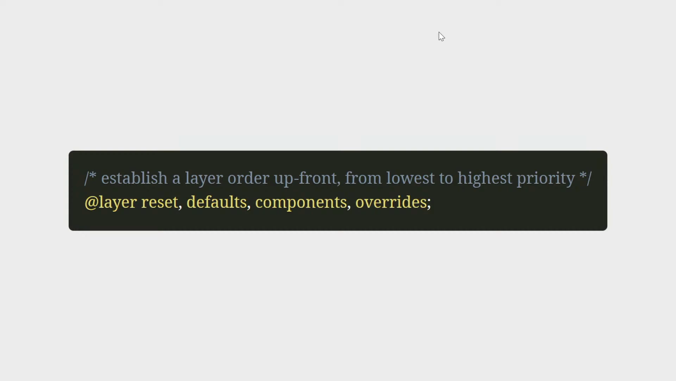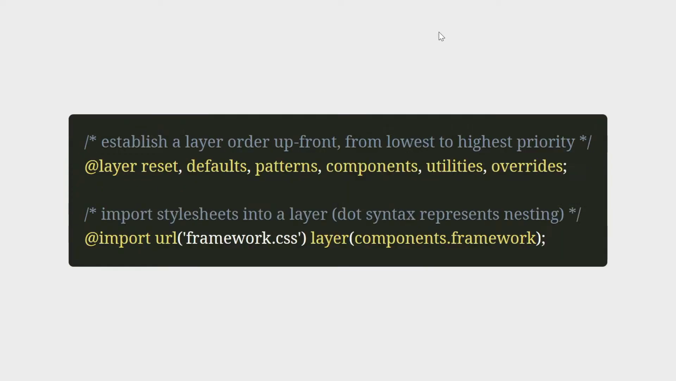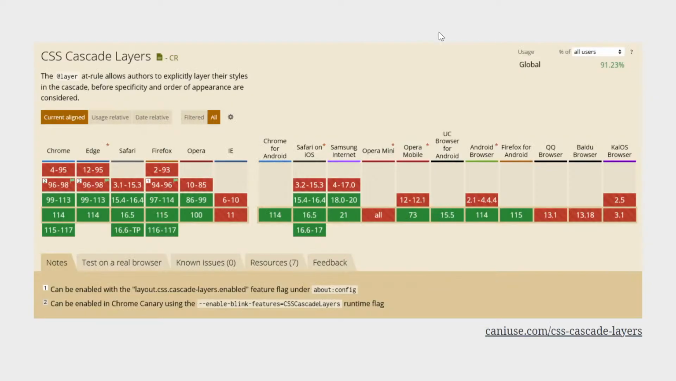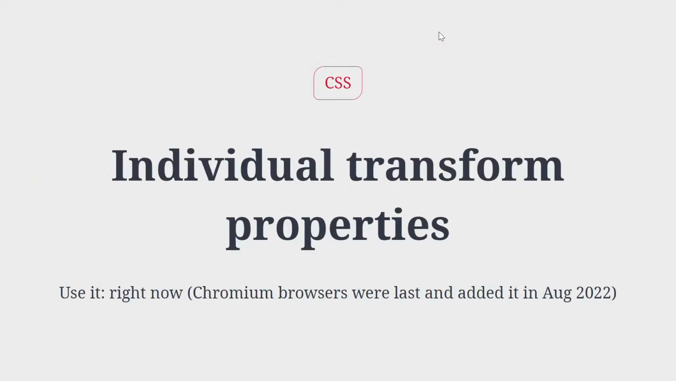If your projects get more complex, this can get more complex too, because for some reason you can nest your layers. And I think that makes everything more complicated, but it depends on your project and how you want to work with layers. But the idea is to use layers so you don't have to use something like important. As I said, support in all browsers since last year.